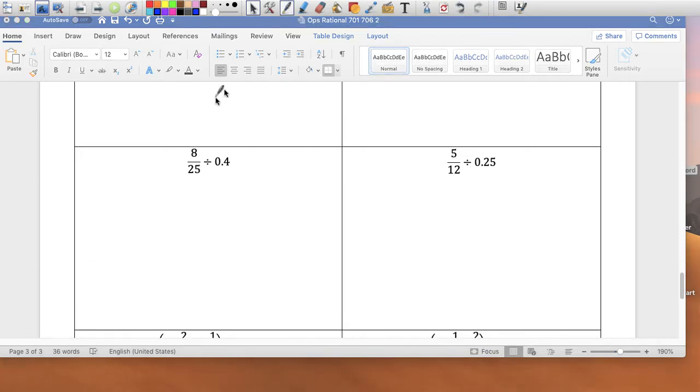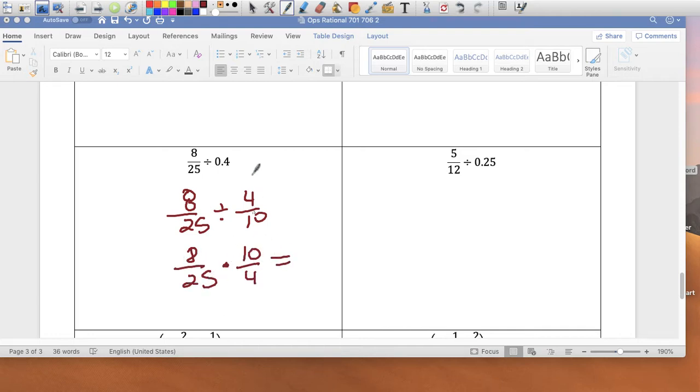So, division, let's change this. 8 over 25 divided by 4 over 10, right? Now you can do 8 over 25 times 10 over 4. You can simplify here, right? 8 and 4. 4 divided by 4, 1. 8 divided by 4, 2. 10 and 5 divided by 5. 10 divided by 5 is 2. 25 divided by 5 is 5. Now we have 2 times 2, which is 4. At the bottom, 5 times 1, which is 5.